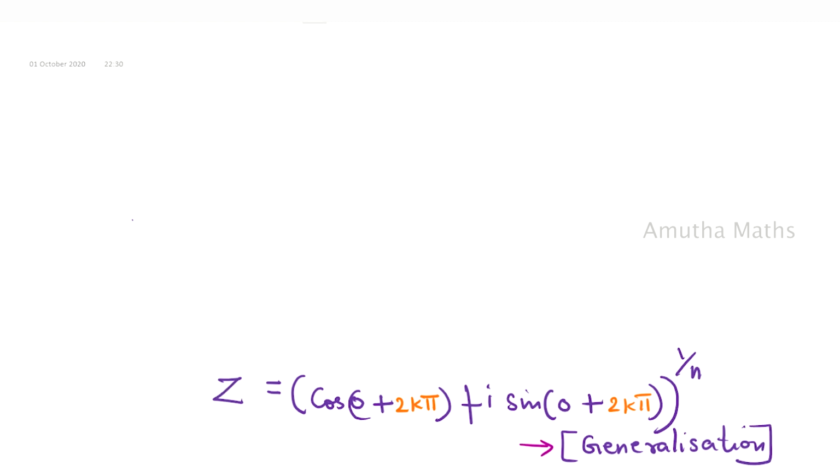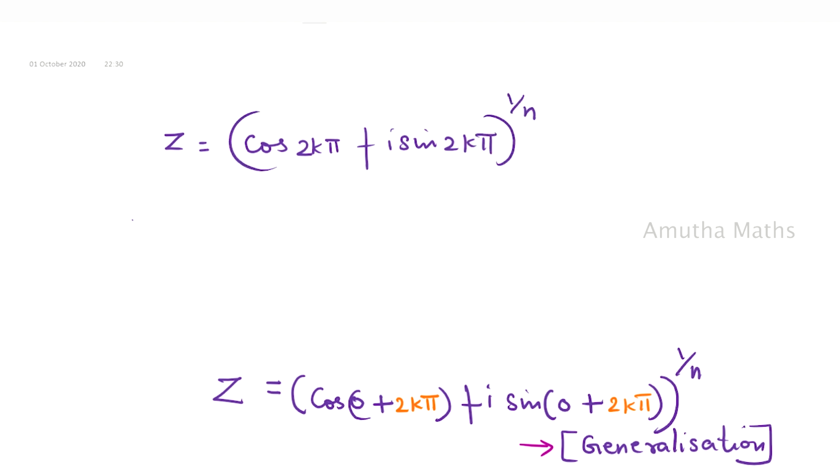So what will you get? z is equal to cos 2k pi plus i sin 2k pi, the whole power 1 by n, right? 0 plus 2k pi is 2k pi. So now you apply De Moivre's theorem. De Moivre's theorem apply பண்ண என்ன வரும்? This power will jump inside and gets multiplied with the angle. Multiply ஆயிரும்.